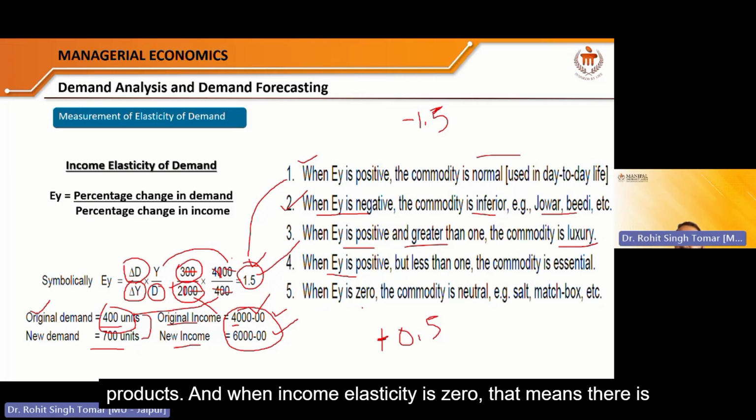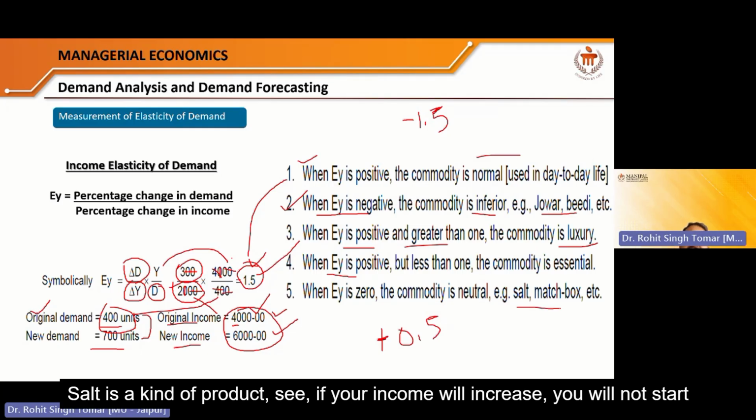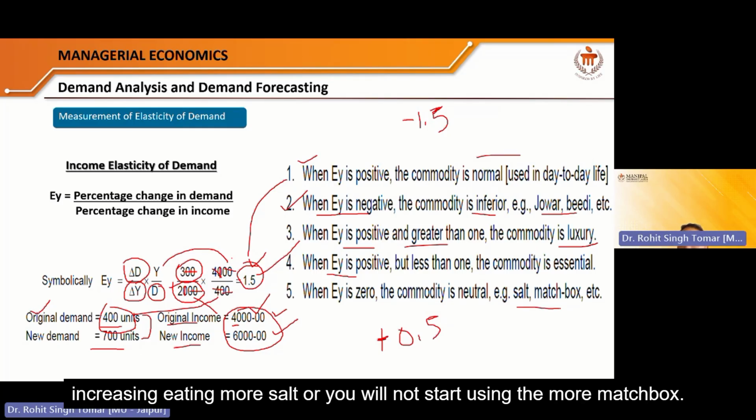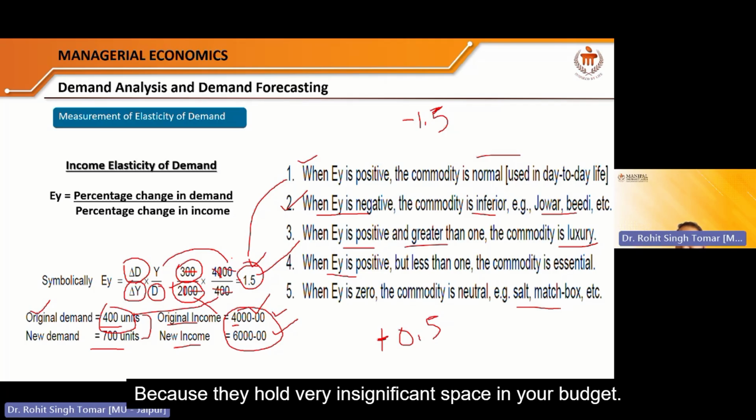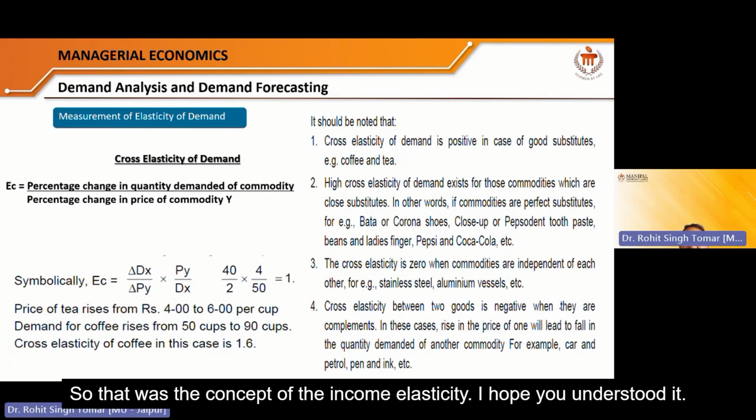And when income elasticity is 0, that means there is no impact of change in income on the purchase of such product, like matchbox, salt. I gave you the example. See, if your income increases, you will not start eating more salt, or you will not start using more matchboxes, right? Because they hold very insignificant space in your budget, right? So that was the concept of the income elasticity. I hope you understood it.